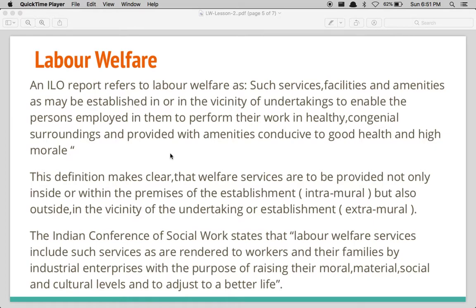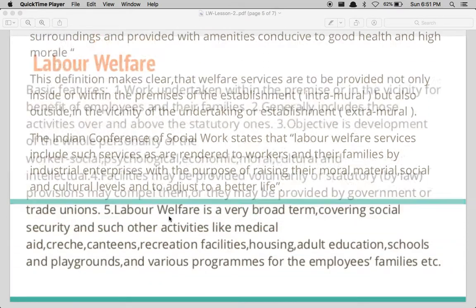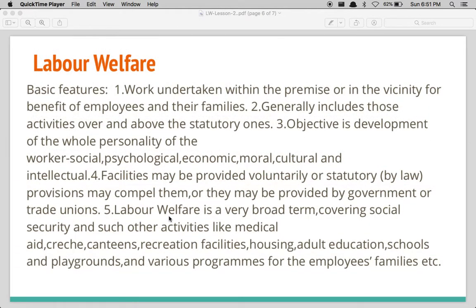The Indian Conference of Social Work states that labor welfare services include such services as are rendered to workers and their families by industrial enterprises with the purpose of raising their moral, material, social, and cultural levels and to adjust to a better life. So, these are some of the definitions of labor welfare. Now, let us look at some of the features of labor welfare.